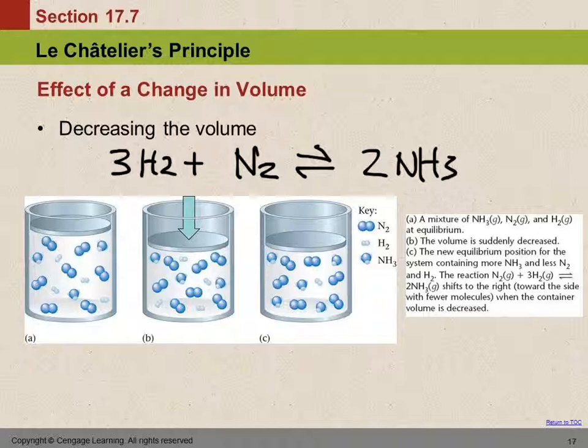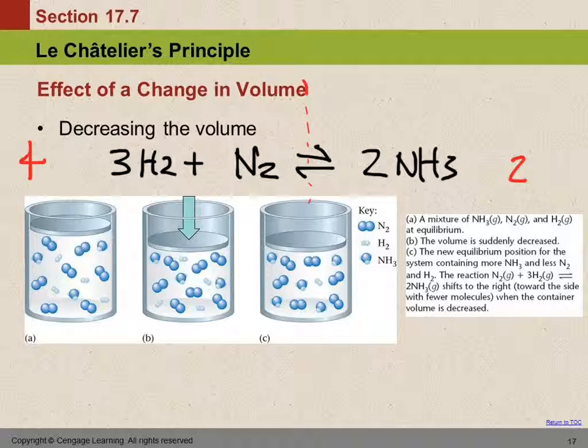So we need to look at this reaction, and we're going to draw a line down the middle. We're going to look at the left and the right. How many moles of gas particles are on the reactant side? 4. So we have 4 moles of gas on the left. We've got 3 moles of hydrogen and 1 mole of nitrogen. On the right side, we have 2 moles of gas. Do you see that?